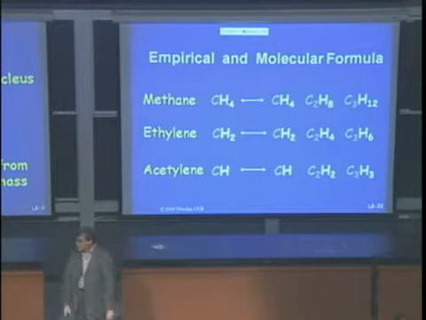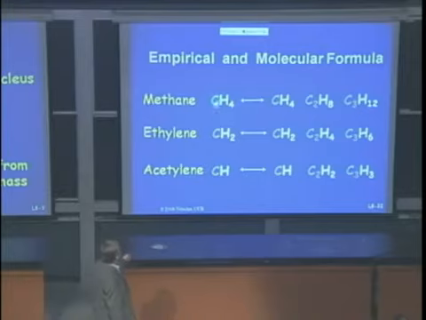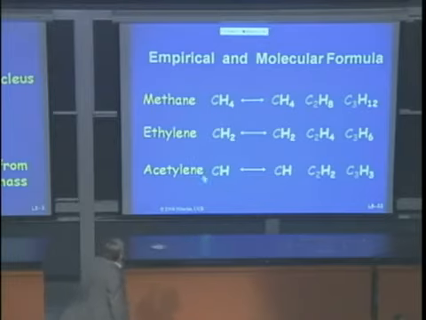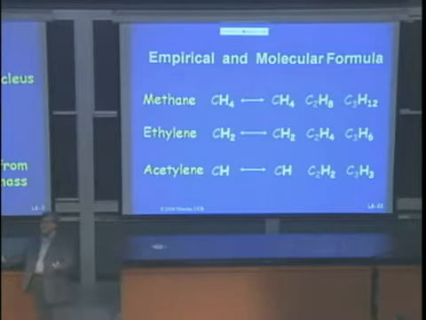I know the ratio. So if I have, for example, methane, it would have a carbon to hydrogen ratio of 1 to 4. Ethylene would have a carbon to hydrogen of 1 to 2. Acetylene would have a carbon to hydrogen of 1 to 1. But I know these are not the molecular formulas. So how would you get the molecular formula?